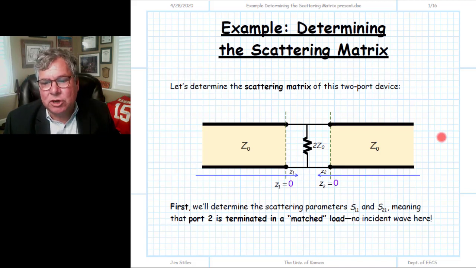We need to make sure there's no incident wave coming in on port 2. So that's the experiment. We have an incident wave coming in onto port 1, no incident wave on port 2. We result in a scattered wave coming out of port 1, and likewise a scattered wave out of port 2. And that's what we seek. What are those two scattered waves in terms of the lone incident wave on port 1?